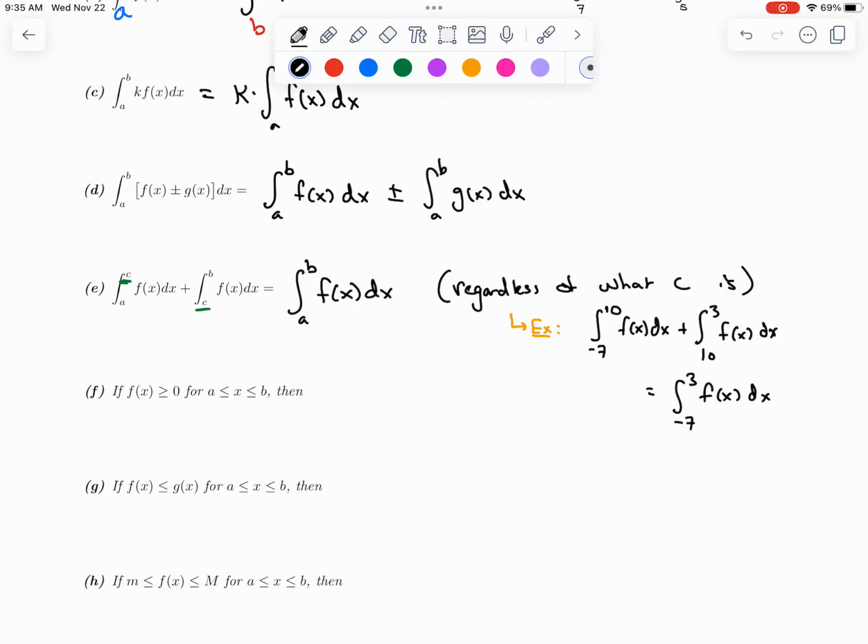This one: if f of x is greater than 0 on the interval a to b, then the definite integral is also greater than 0.